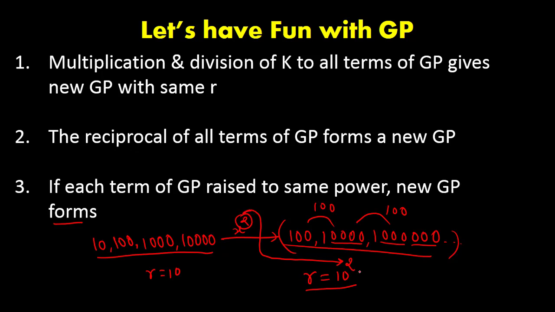Okay, getting? Very good. So suppose the question is like this, if x, y and z are in GP with the common ratio R, and a new GP has formed where all the terms are raised to the power p, then what is the new R value? So new R value कितना रहेगा? R to the power p रहेगा. Getting? Good.